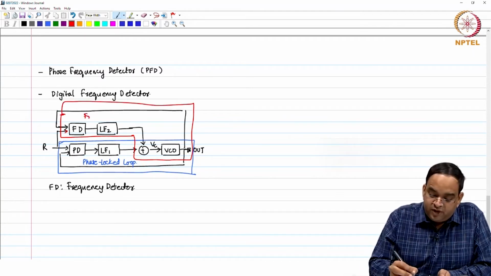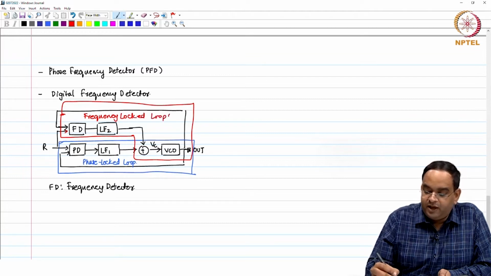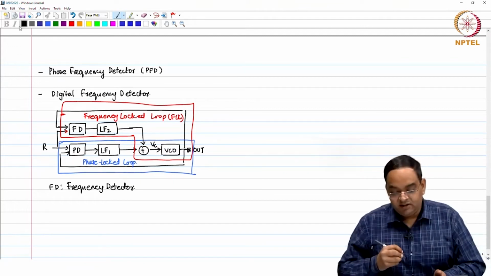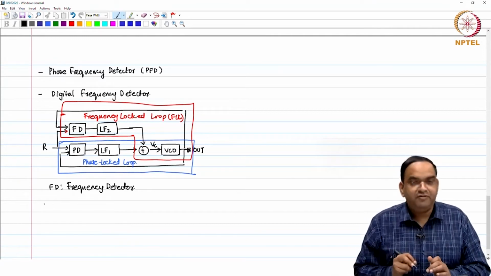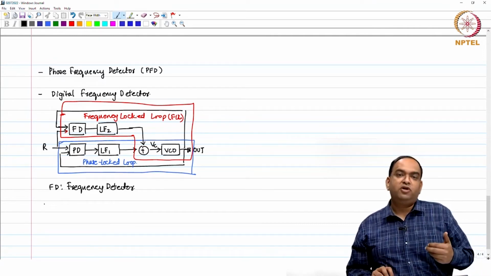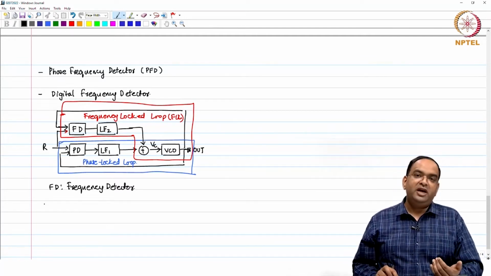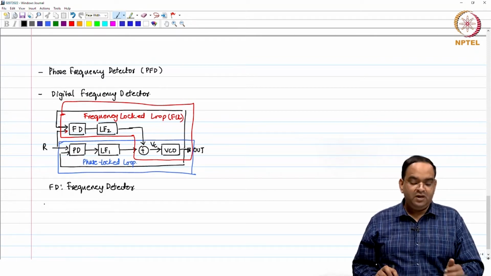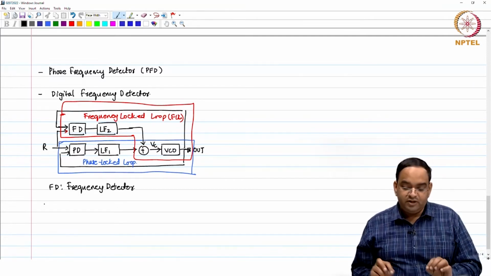So, this loop is called the frequency locked loop, FLL. So, one is PLL, the other is FLL. Both these loops have their own function. In the PLL loop, you will correct for the phase error. In the FLL loop, you will correct for the frequency error. If you are using both these loops, then you can use an XOR based PD without worrying about frequency locking. Frequency locking will be taken care of by the frequency locked loop.